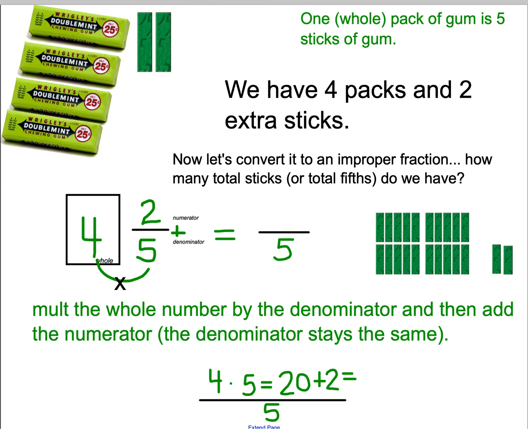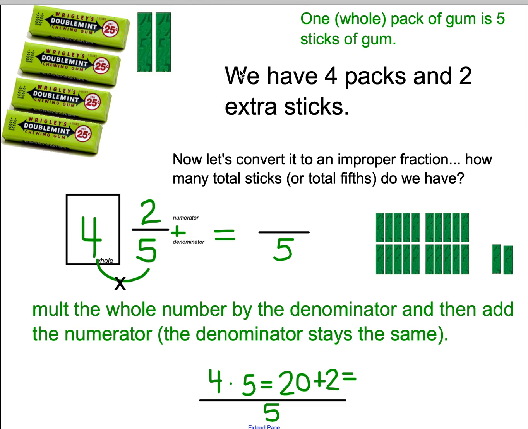But let's say that we have 4 packs of gum and there's 2 extra sticks. Is it possible to have extra packs plus extra sticks? Of course it is. Here it is right here. And let's say that there are 5 sticks of gum in each of these whole packs. 5 per pack, plus the extra 2. That is 4 and 2/5 packs. 4 and 2/5. Well, what's the improper fraction of that?